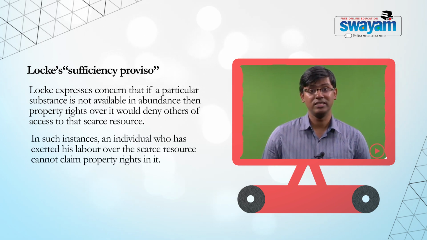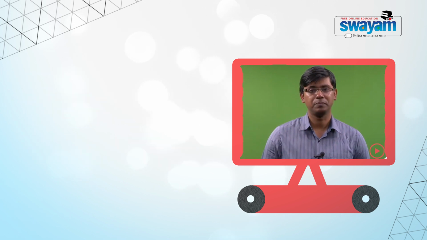In such instances, an individual who has exerted his labor over the scarce resource cannot claim property rights in it. Thus, Locke would have an objection if natural phenomena or natural resources like genes are monopolized, even if an individual has exerted labor to identify or discover its existence, as it would prevent others from using it for a certain period of time. But Locke's labor theory is not without its criticism.